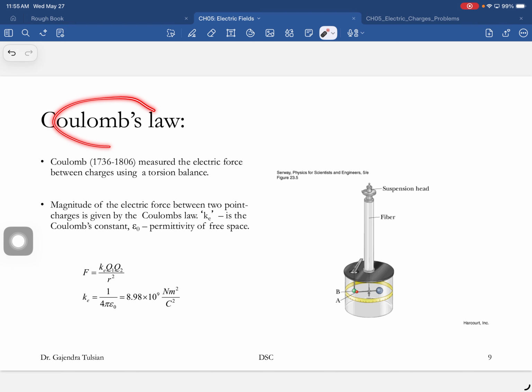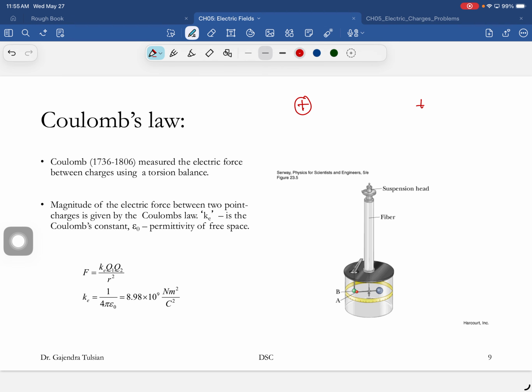Okay, so now we'll talk about Coulomb's law. What is this about? Mr. Coulomb gave you the magnitude of the force. You know the direction of the force. What is the direction of the force? It's along the line connecting the two charges. For repulsive force, it's away, and for attractive force, it's like that.